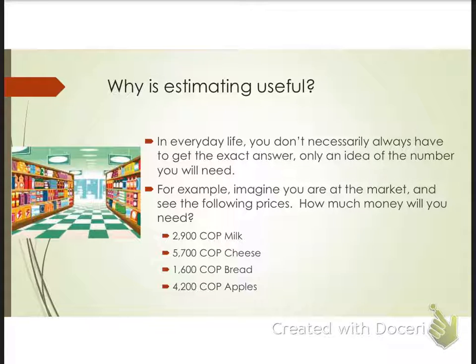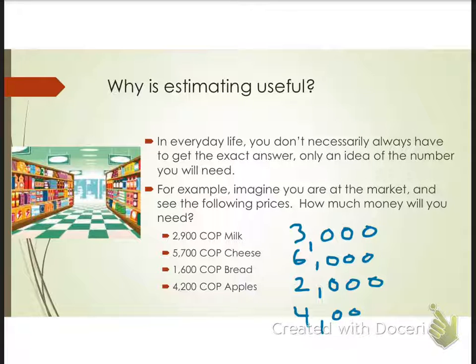You could just round them all to the nearest 1,000 pesos, and we'd get 3,000, 6,000, 2,000, and 4,000. And that makes our math much easier. This is something you could just do in your head. And that would give you 15,000 pesos. And you know that you would need around 15,000 pesos in your wallet.